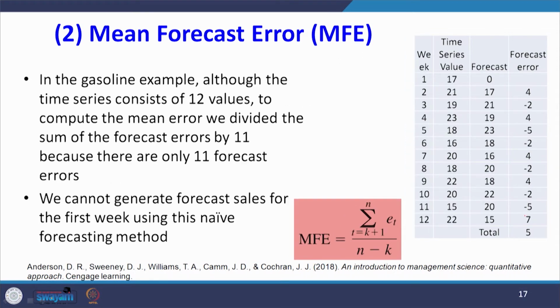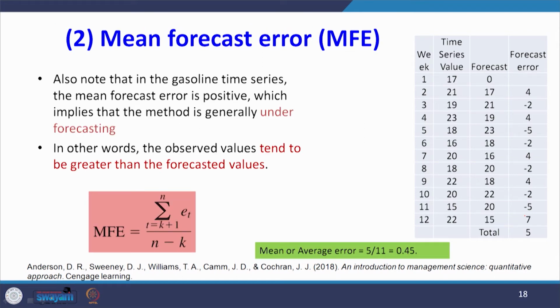In the gasoline example, although the time series consists of 12 values, to compute the mean error, we divided the sum of the forecast errors by 11 because there are only 11 forecast errors. We cannot generate a forecast for sales for the first week using this naive forecasting method.